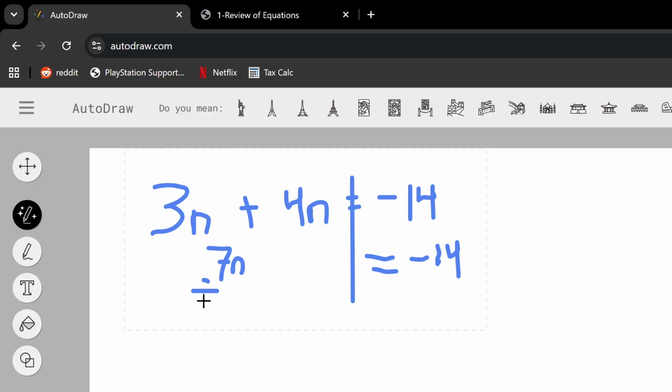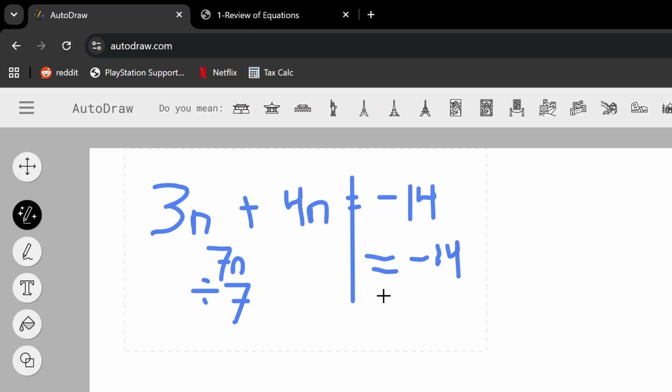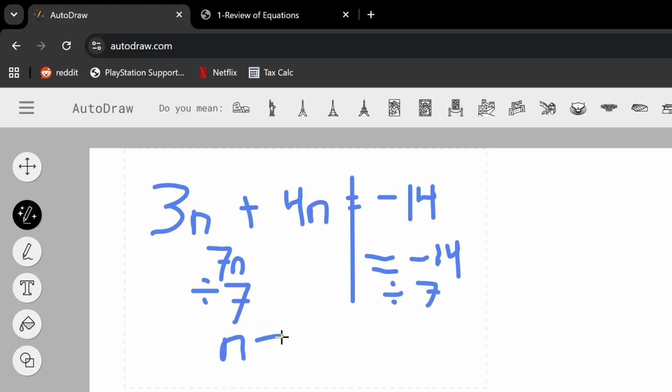So we do divided by 7 on both sides. Then we get n equals, and remember, don't forget negatives. You can never forget the negatives. Negative 2. That's your answer for 3n plus 4n equals negative 14.